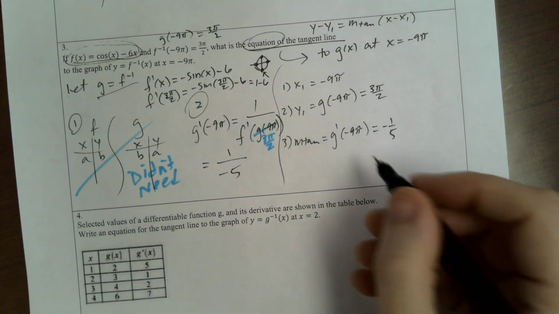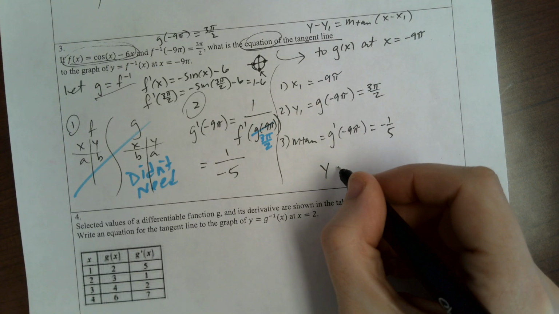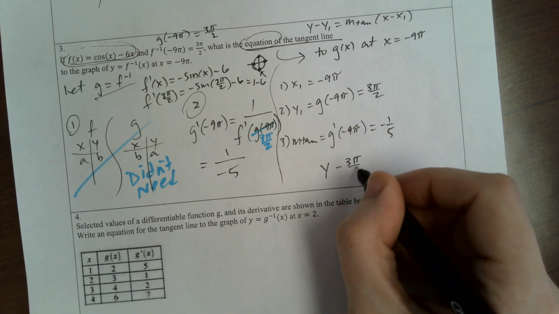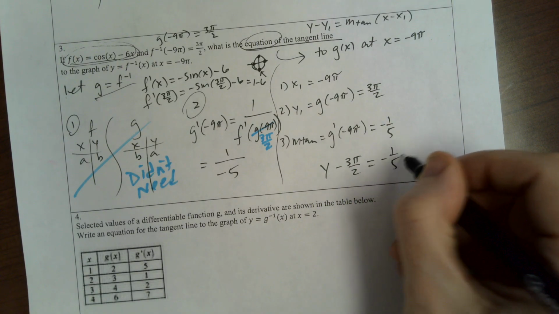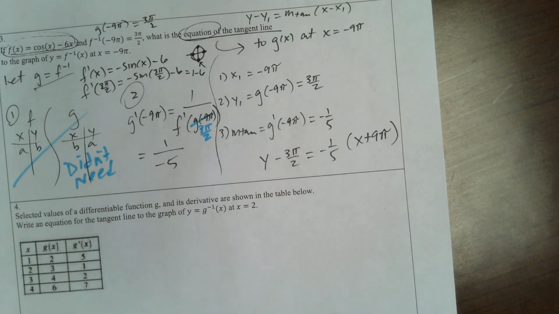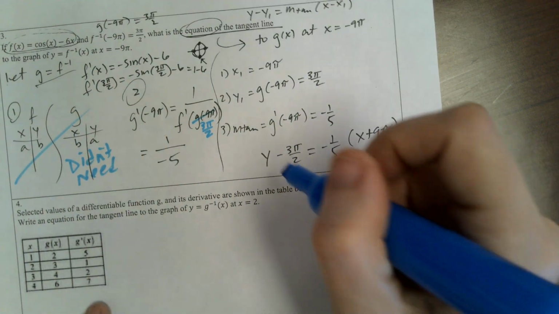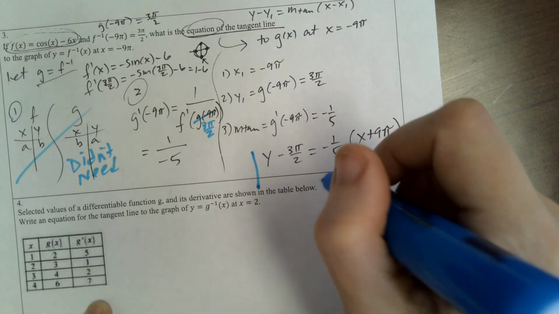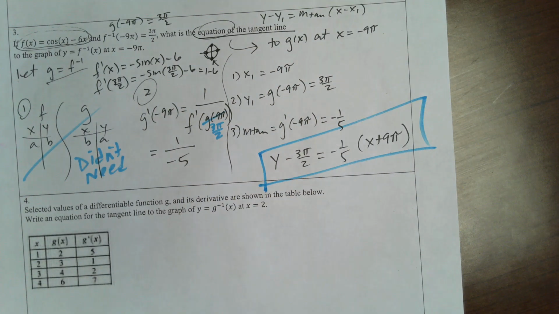And then for our final answer, y minus 3 pi over 2 equals negative 1/5 times x plus 9 pi. Yeah, that was a lot. So that's the answer there.